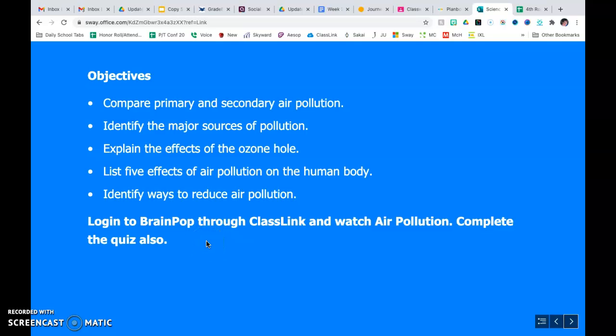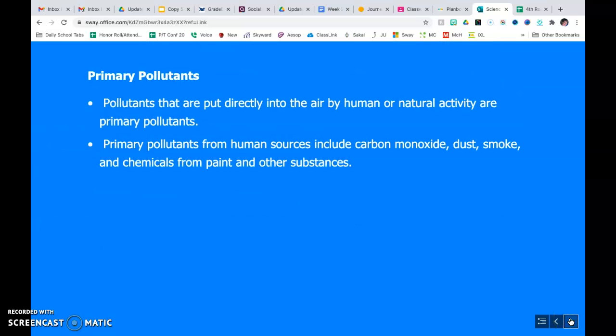Make sure you go back to Brain Pop, log in through ClassLink, and watch air pollution and complete the quiz. Again, I picked them randomly to go in Gradebook Wizard.